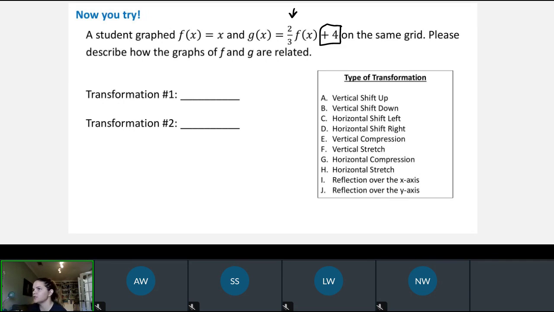Well, let's talk about the first thing we see, which is the 2/3. So again, a number outside the parentheses between 0 and 1. So that's going to be a vertical compression. Then the adding 4 at the end means it's a vertical shift up. So we would have E and A.